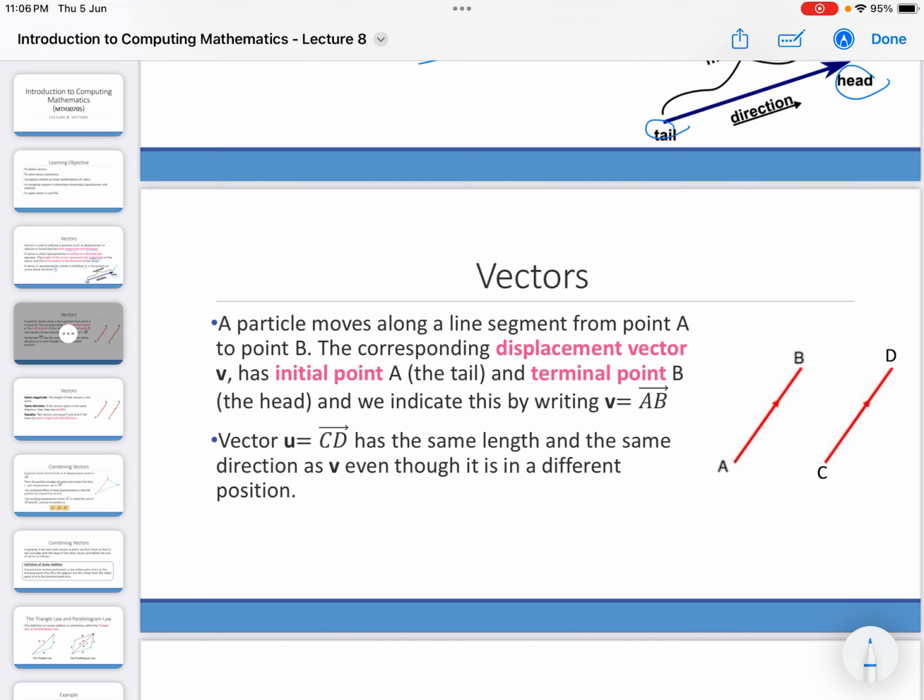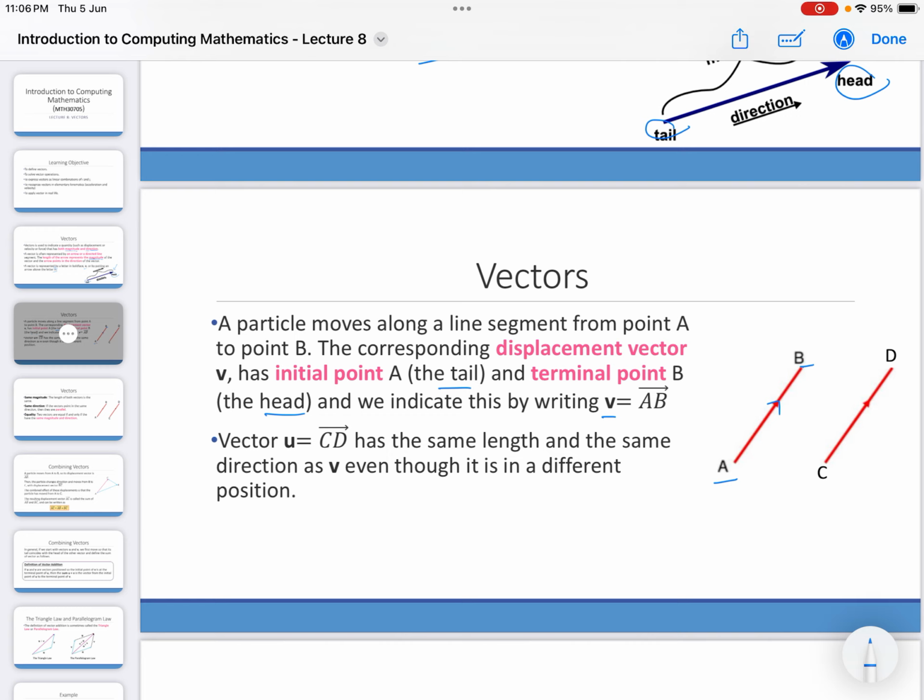So a particle moves along a line segment from point A to point B. The corresponding displacement vector V has initial point A, which is called the tail, and terminal point B, which we call the head. And we indicate this by writing: so let's say we have A as the initial point to B. We have this direction. So we can indicate the vector V as AB with an arrow on top of AB.